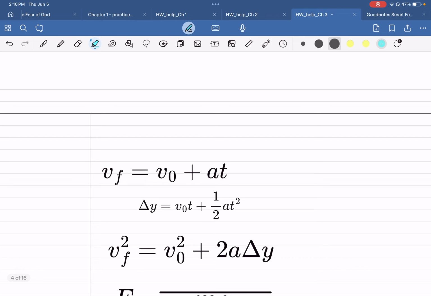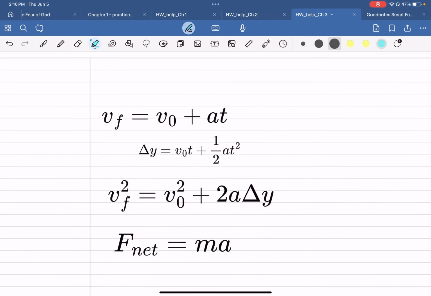But then we also have to remember the kinematic equations that we had in the last chapter. So these are the 4 fundamental kinematic equations you may remember, where V sub F is the final velocity, V naught is the initial velocity, A is the acceleration, T is the time. Same factors on the right side here. Delta Y is the displacement on the y-axis. So you see all those terms repeated here.